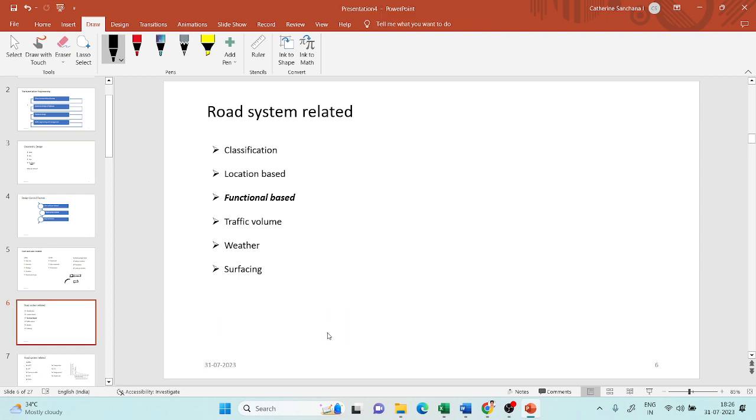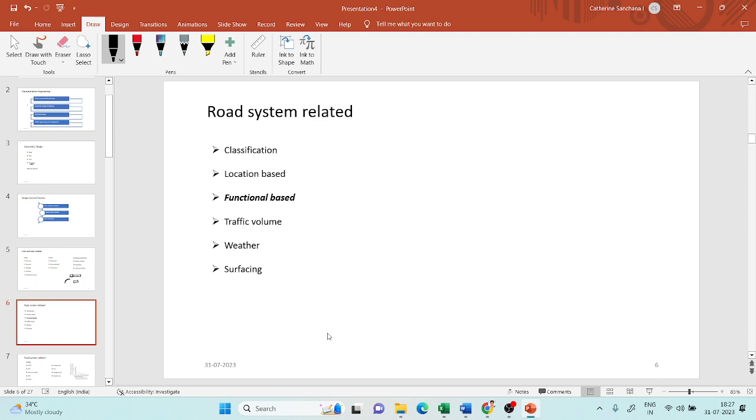So moving on to road system based. Based on the type of road, the geometric design will be affected. Now, roads can be classified based on their location. As I said, the highways where you traverse to move from one city to another, we call them rural roads. And the roads in your city where you move on a day-to-day basis, we call urban roads. So based on the location, the roads can be classified.